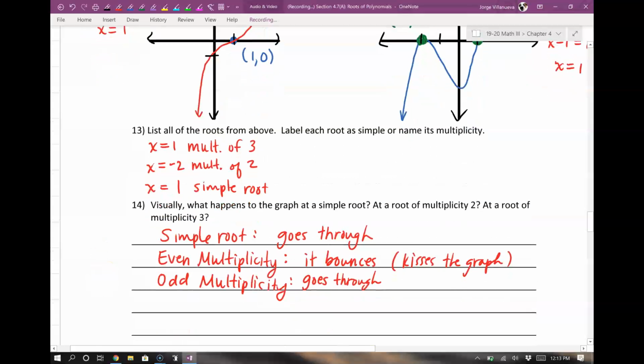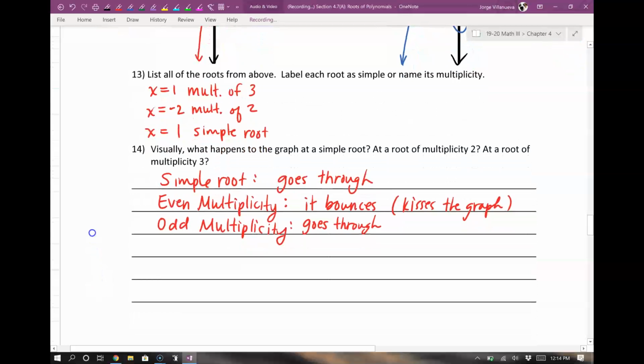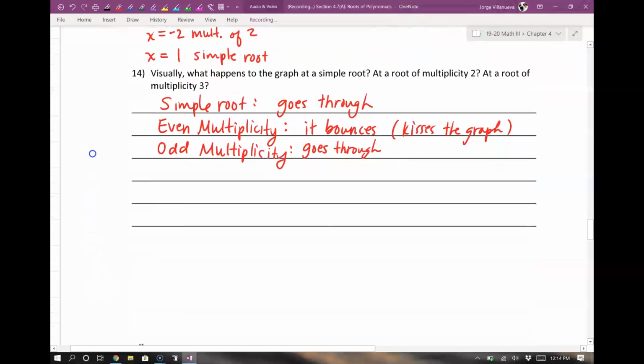So even powers bounce. Odd powers, which includes the number 1, the simple roots, go through. Even if they have multiplicity of 7, they go through the graph. If they have even multiplicity like a 4, it'll bounce off the graph. Okay? Knowing that will help you sketch graphs even though you don't know what they look like. Knowing those little ideas, any questions before I move on? Because I think we're going to the next page after this.